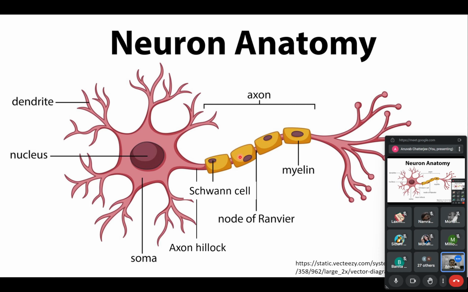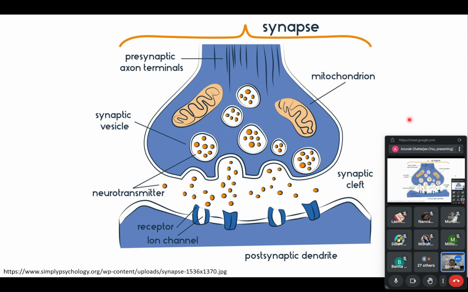And finally, at the end of the axon, there will be another neuron present whose dendrites will be right here at the end of the axon. This structure looks something like this.